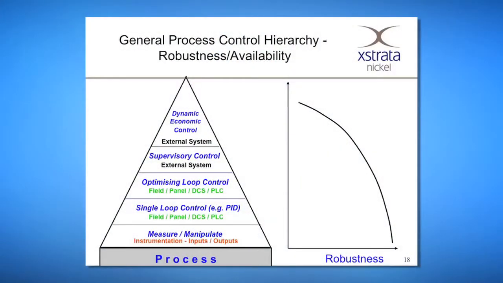Unfortunately, robustness looks the other way around, and that's just a law of nature. The more complex you make the system, the more things you need to make it work, the less chance that everything's going to work at the same time. So the robustness curve looks a little like that.